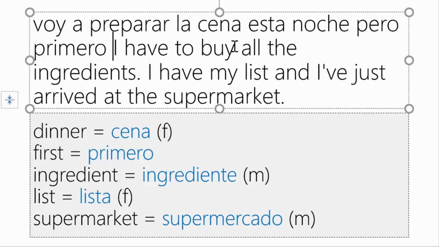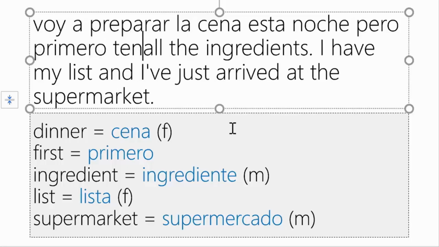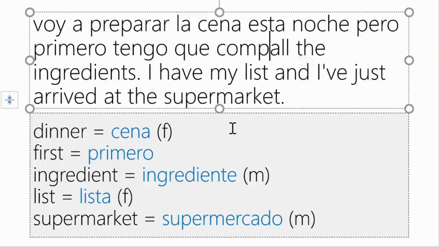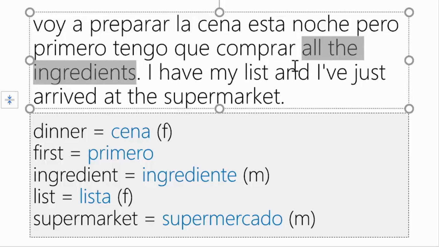This is more modal verb structure. I have to buy. Tengo que comprar. Now, all the ingredients. Here we have to be careful. Spanish loves to match. So, ingrediente is singular, but it's ingredients. So right away, it has to be ingredientes. And we're saying all the ingredients. So it will be los ingredientes.